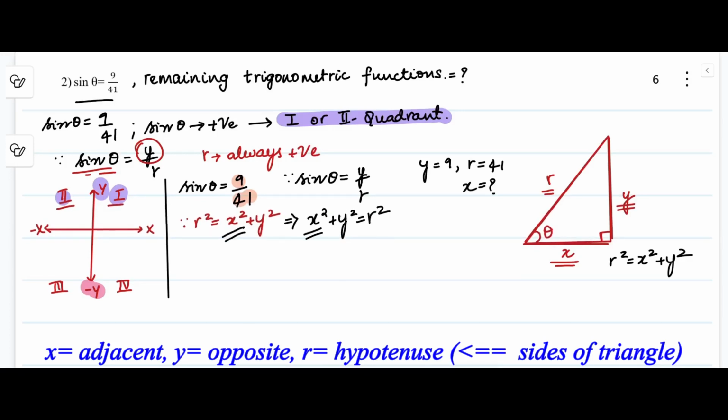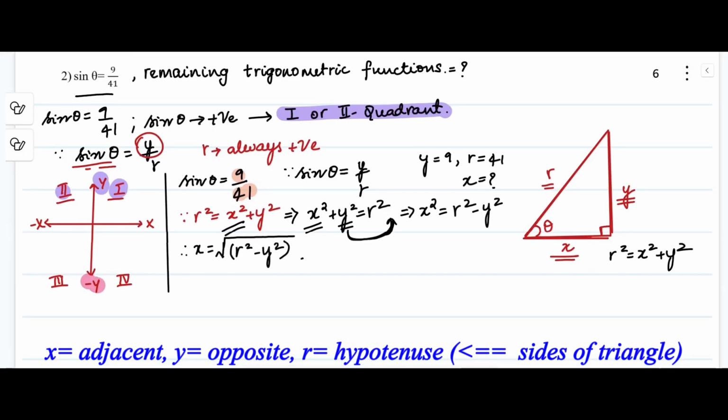So now x square is on the LHS. I'll be taking this y square to the right hand side. When I do that, I will get x square is equal to r square minus y square, because when y square comes to the RHS from the left hand side, it becomes minus y square. So now I'll get the value of x to be equal to the square root of r square minus y square. Now we can substitute the value of r and y.